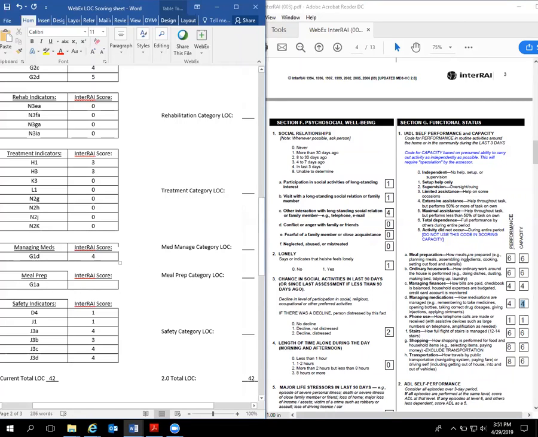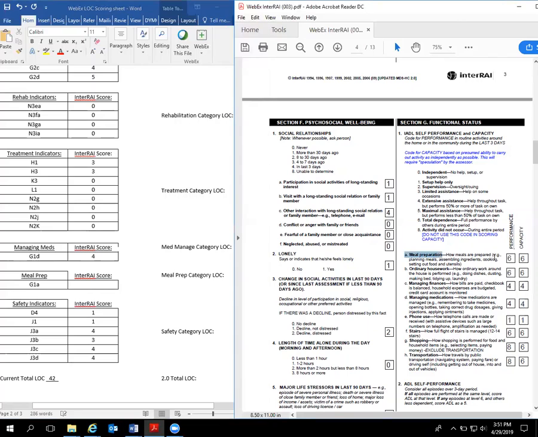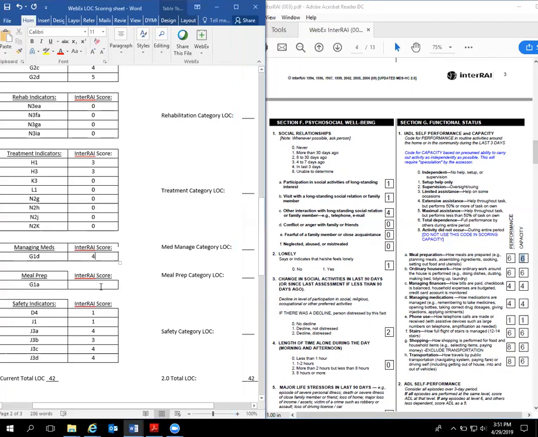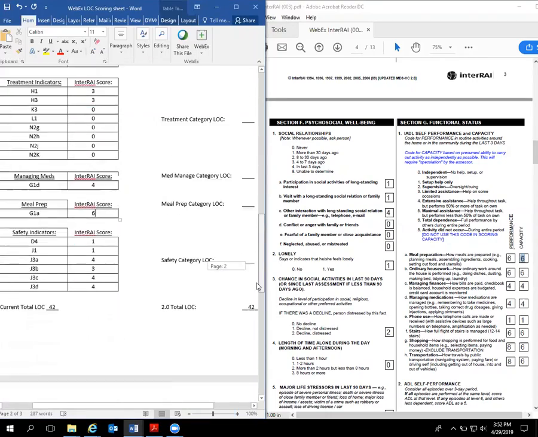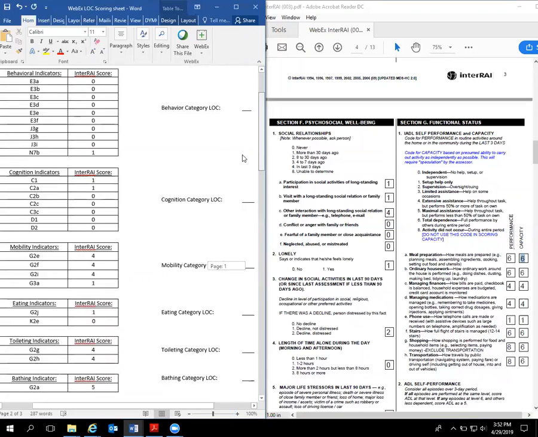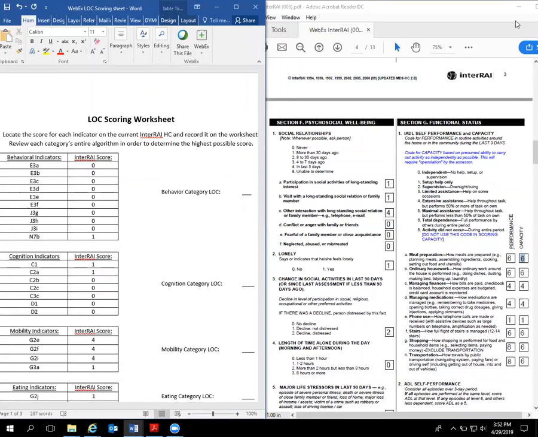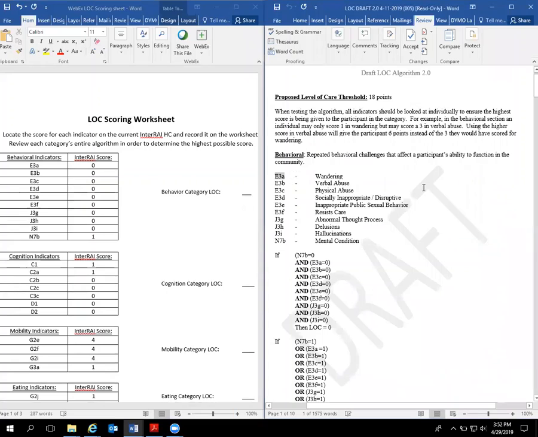And then meal prep is G1A, and it's the same idea. You want to make sure that you're taking the number from this right-hand box for capacity. So that code is a 6, and I will put a 6 here for G1A. Like I said before, I pre-filled a lot of these in for the sake of time. So once we have all of our indicators filled in with their inter-I coding next to them, we are done with the inter-I and can pull up the algorithm.